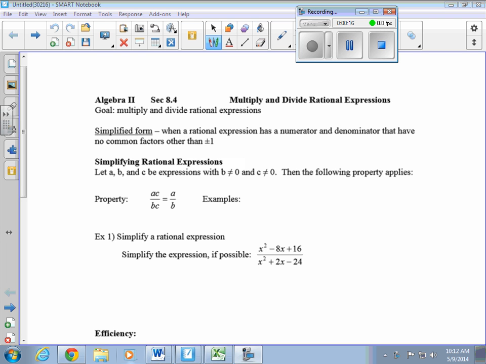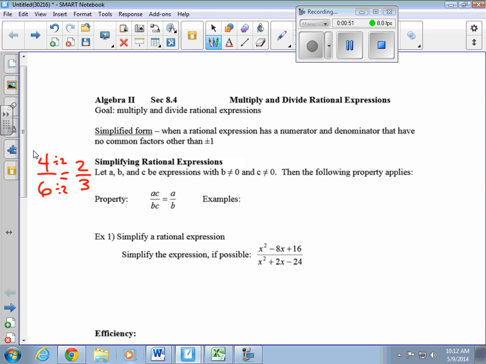Rational expressions in simplified form: when a rational expression has a numerator and a denominator that have no common factors other than plus or minus 1. When we talk about simplifying rational expressions, essentially we want to think of it as a fraction. Just like the fraction 4/6, it's not in simplified form because we can divide each of them by a 2. We can take 2 out of each of those and it reduces to 2/3.